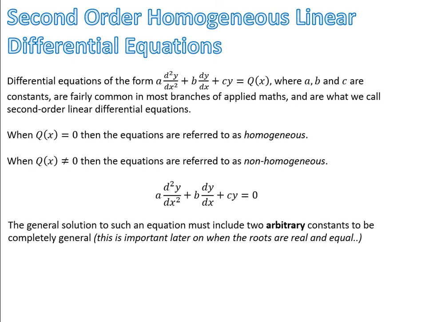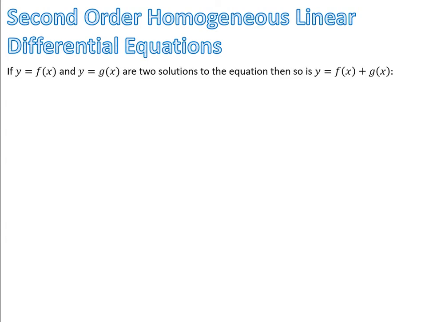Okay, so the general solution to such an equation must include two arbitrary constants, in other words, two different constants, to be completely general. Okay, this is important later on when the roots are real and equal. So just bear that in mind because we're going to have different types of these. Okay, so next up is a proof of sorts. This is quite complicated to follow, so do your best. But the bottom line is the actual solution to this is relatively straightforward. So the proof isn't so important.